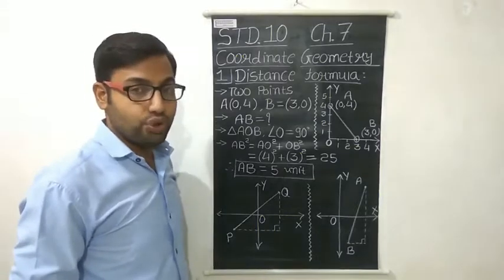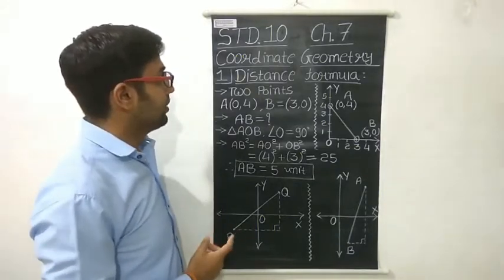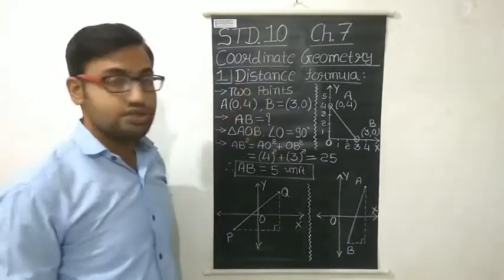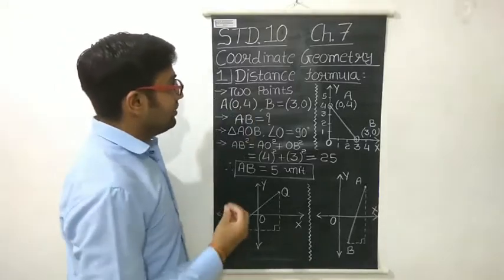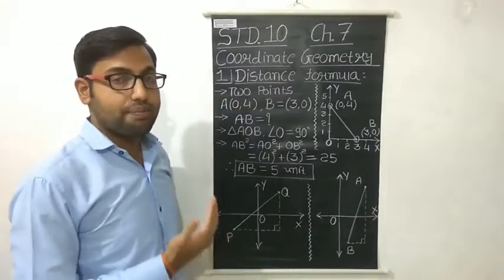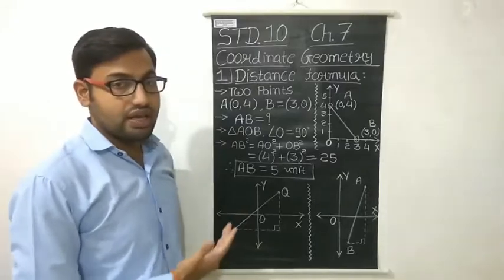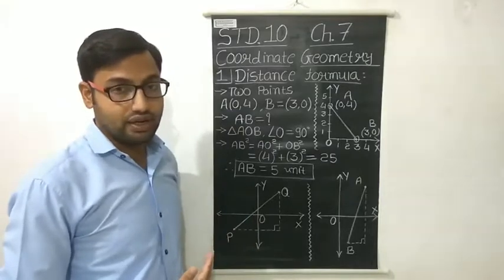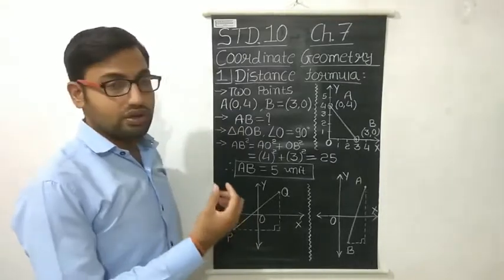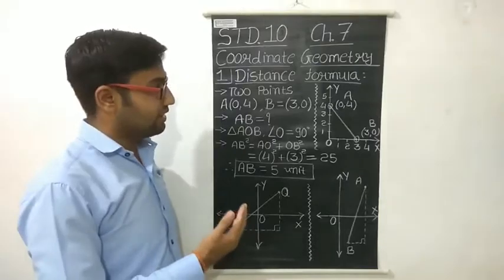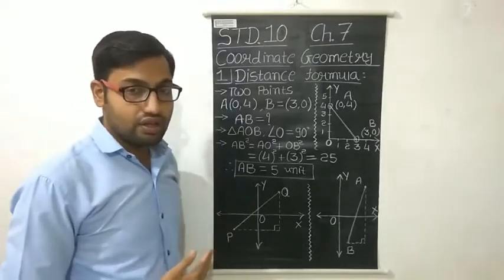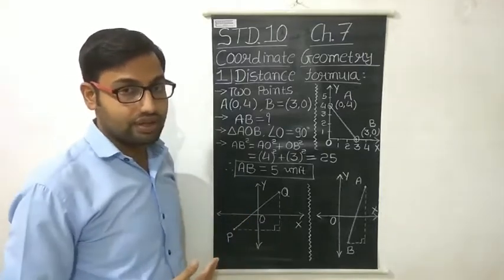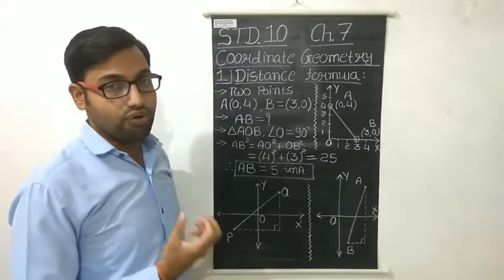Hello students, today we will study the new chapter, that is of standard 10, chapter number 7, coordinate geometry. So in standard 9 you have studied about the basics of the coordinate geometry, that how to locate any point on the Cartesian plane, right? So there are two coordinates. We know that one is x and second one is y. Also we used to say the x coordinate as the abscissa and y coordinate as the ordinate. These basic things we know very well.